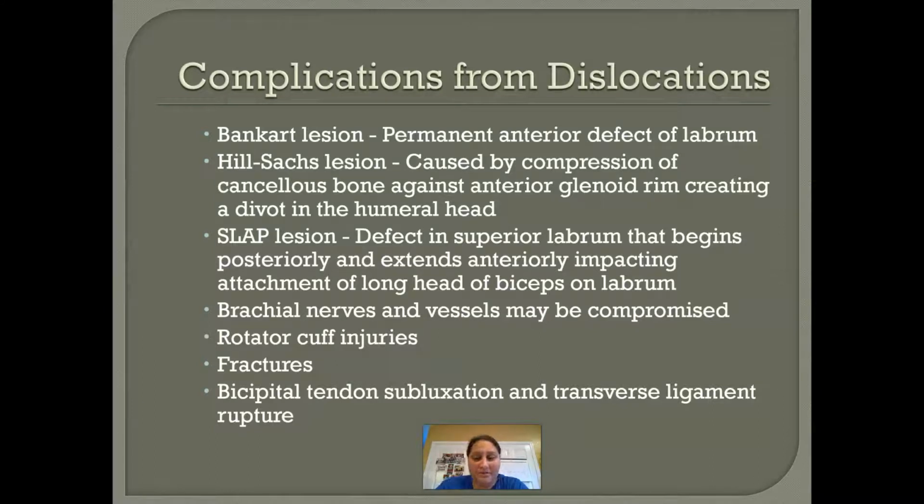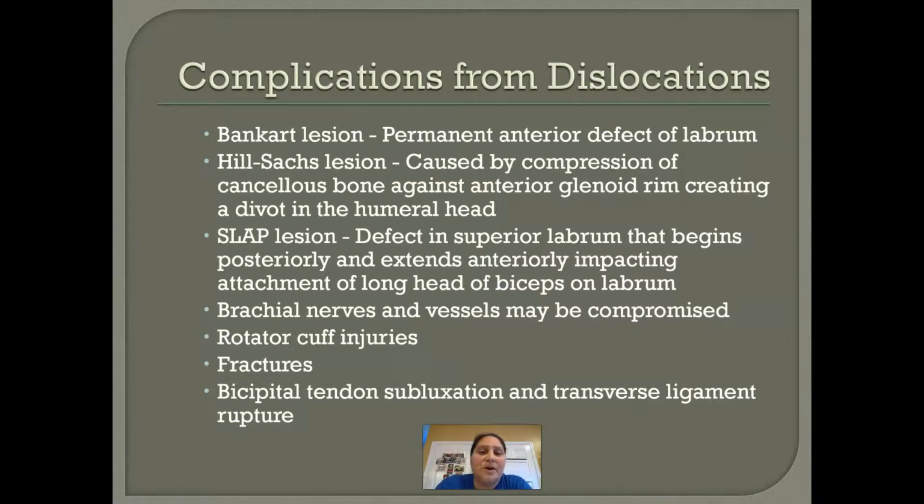There's a list of 7 different things. You need to remember and think of at least 2 of them, okay? With dislocations, yes, we're worried about rotator cuff injury, fractures, if the biceps tendon has subluxed, or if there's a transverse ligament rupture, but we're also worried about lesions.